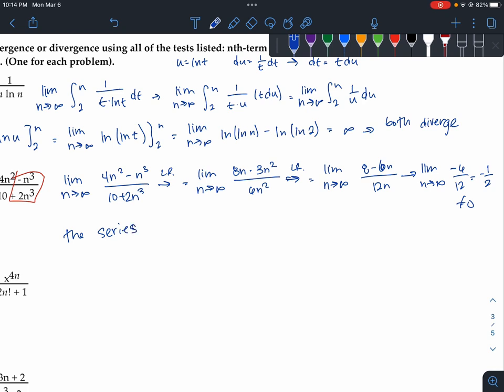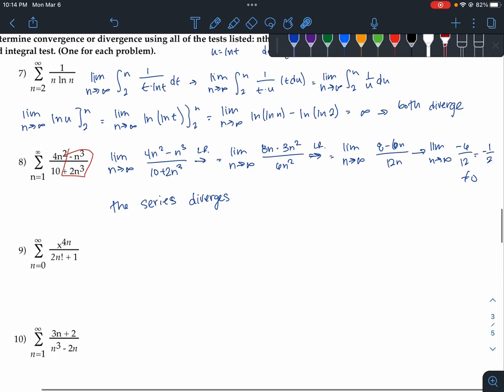So the series diverges. Just keep in mind that the nth term test can only prove divergence. It cannot prove anything else. So if this was equal to 0, it means absolutely nothing. It could still diverge or it could converge, but you're not going to find that out by using the nth term test. Got to use something else.